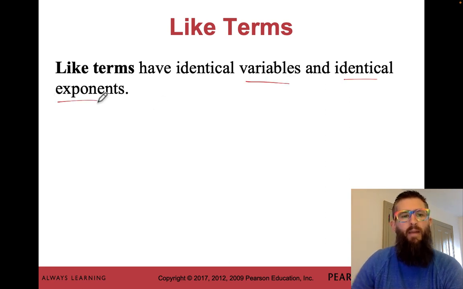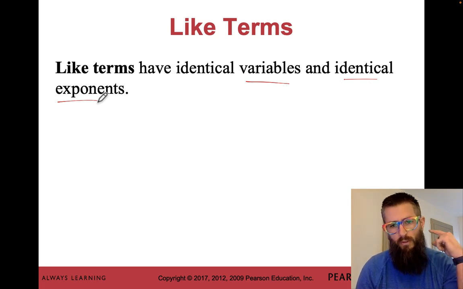Now, like terms have identical variables and identical exponents. That's going to be the primary key takeaway here. So if we're looking for like terms, we're looking for terms that have the same variable part and the same exponent.